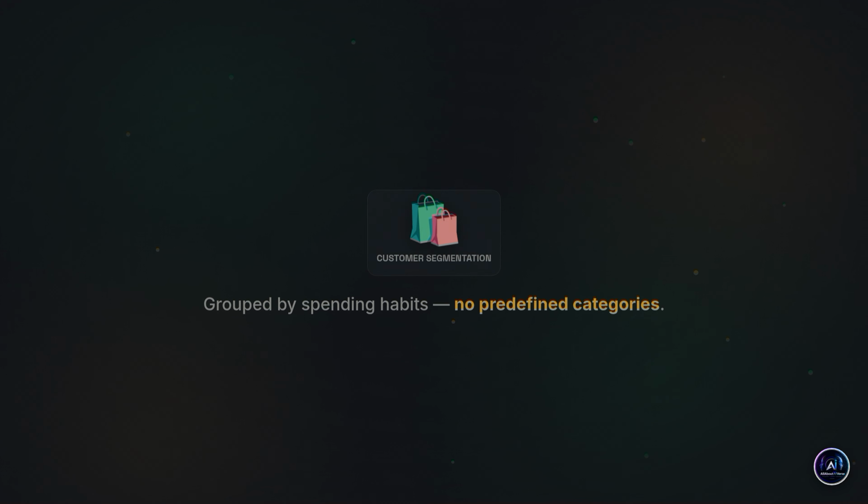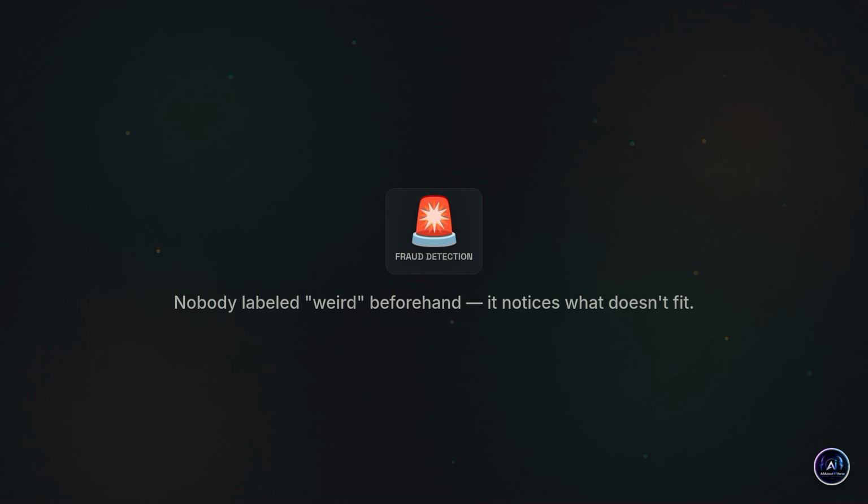A second example: finding unusual, anomalous transactions in banking data. Nobody labeled which transactions were weird beforehand. The system just notices what doesn't fit the normal pattern.